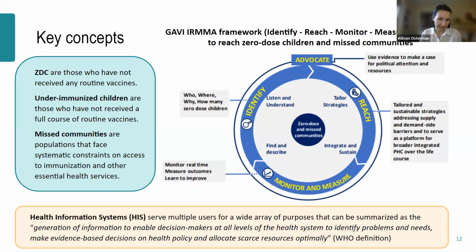We conducted the landscape analysis because we were interested in learning more about what health information systems and data tools are currently being used by healthcare workers, specifically to identify, reach, and monitor zero-dose and under-immunized children. And we also wanted to gain insights on how countries can invest in better systems and tools to capture, analyze, and use data to improve vaccine equity.